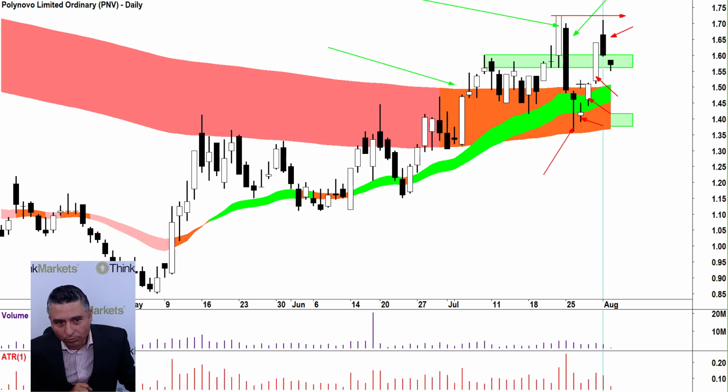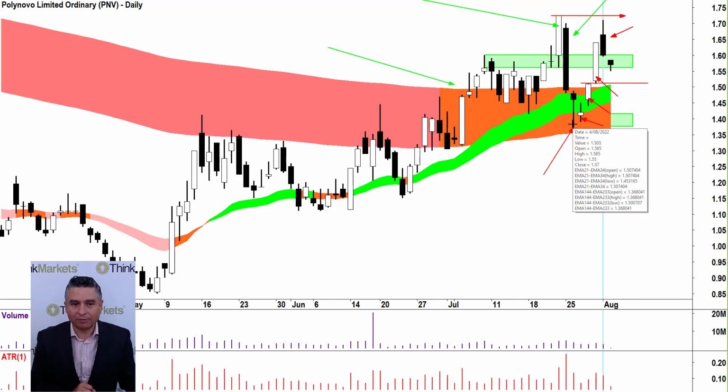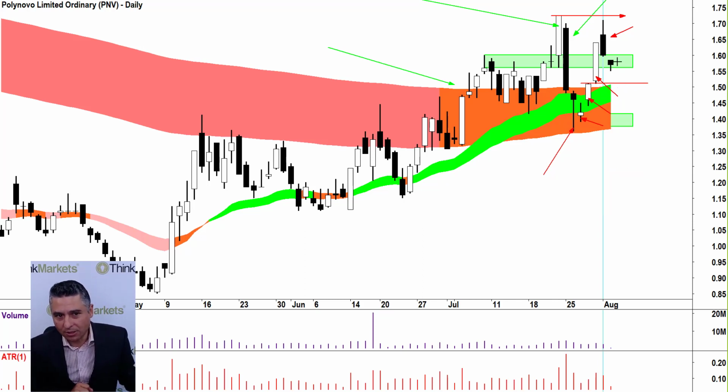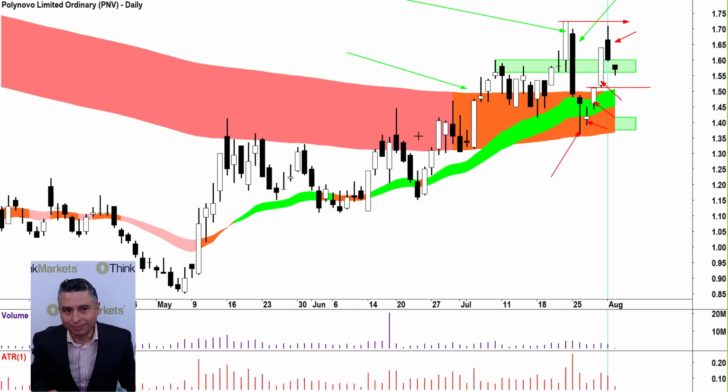Let me make a call for you, because that's why I'm here. I don't want to see it close beneath that level there. I don't want to see this is demand. So that high is 151. Let's go round number here. So let's say we don't want to see it close below 150. As long as it stays above 150 with some nice candles, it's worth a hold. If it starts to get beneath that, I think this is done for the time being.